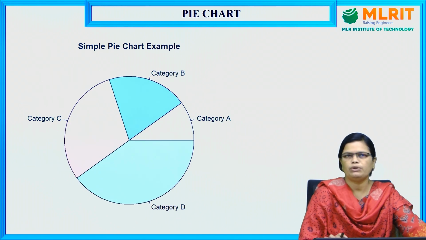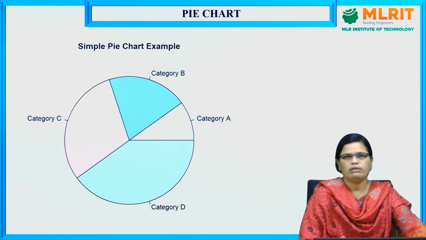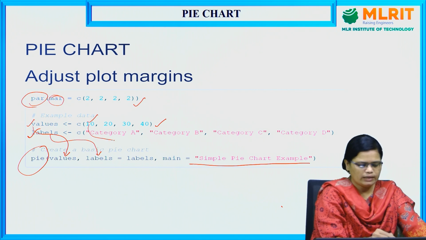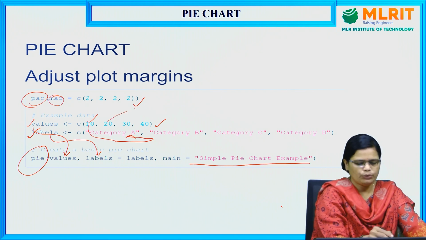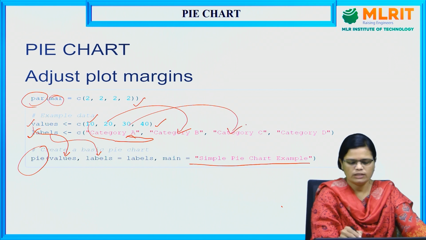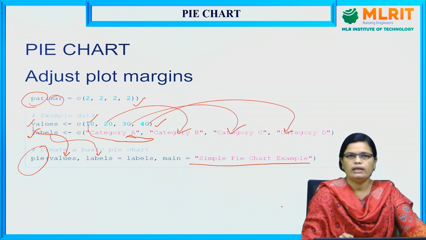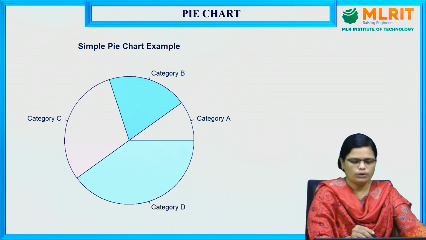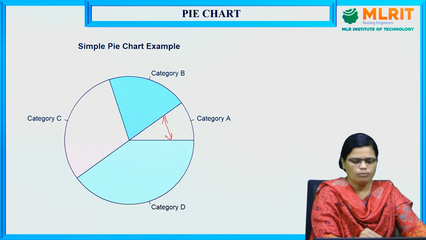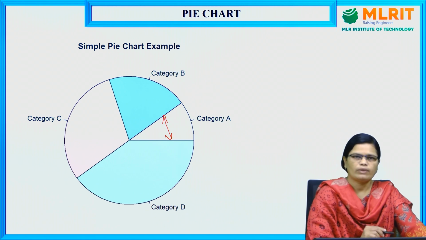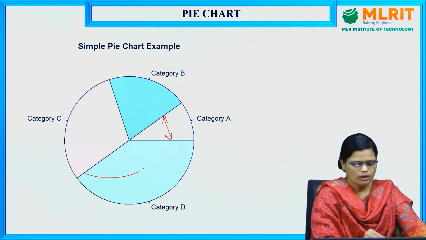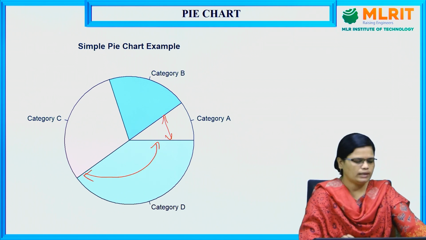This is the output. When you execute this code, you will get the output like this. Look here, for category A we have taken a very small number. 10 is for A category, 20 is for B category, 30 is for C category, 40 is for the D category. Now look at the visualization. For the category A, it is showing a very small portion of space occupied, and for the category D, a large portion of space is occupied.